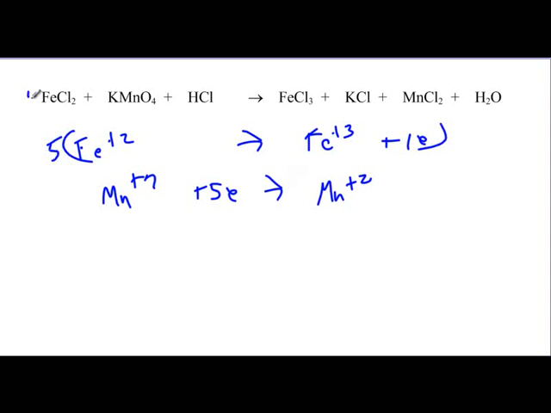Okay, I carry that up, I end up with 5 FeCl2, 5 FeCl3. So let's see what else we have. I have 4 oxygens here and just 1 here, so I need to make that a 4. In that process I end up with 8 H2s, or 4 H2s, which is 8 H's.